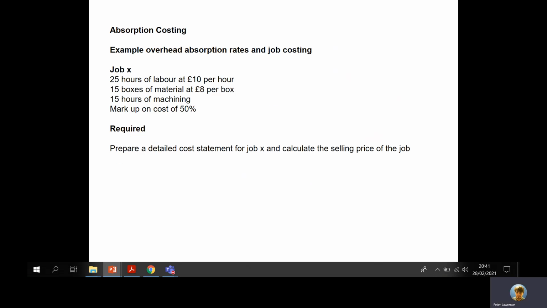Now we can then put that into an example. We've got job X. Now for job X, we use 25 hours of labour at £10 per hour. We use 15 boxes of material at £8 per box and 15 hours of machining. And then we can work out our selling price by marking up on cost by 50%. So we can produce what we call a cost statement, which is just a posh word for a list of costs, and calculate the selling price of the job.